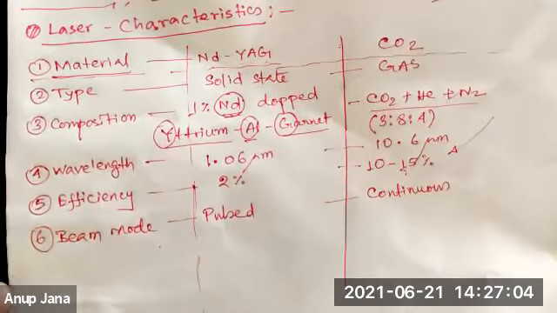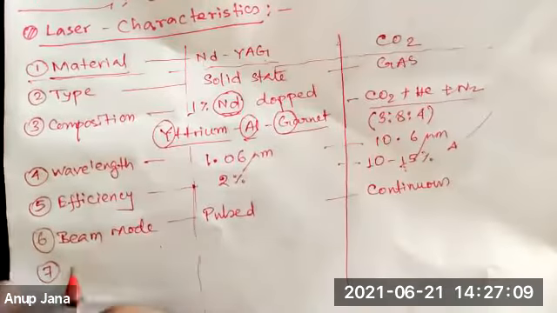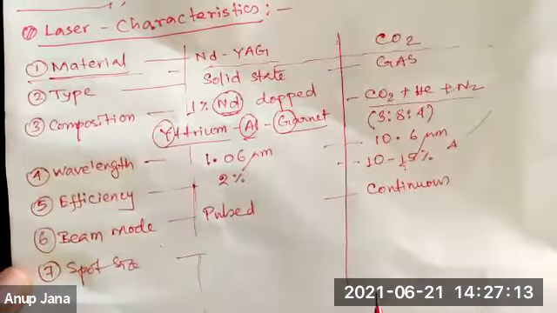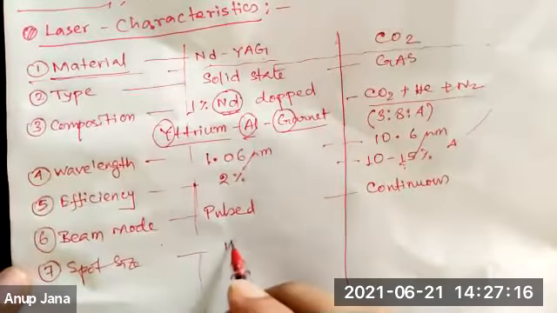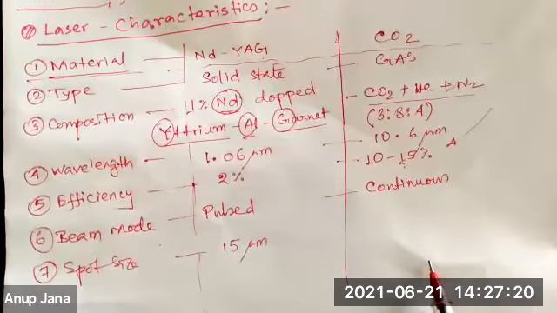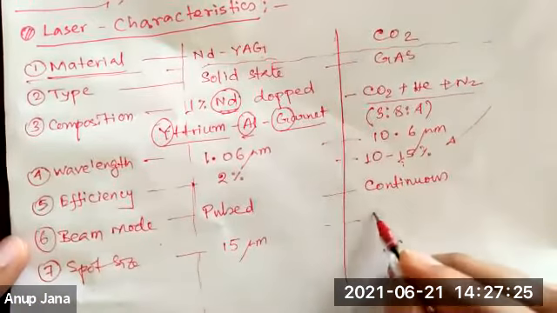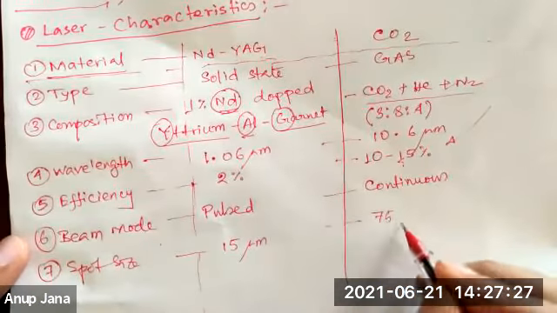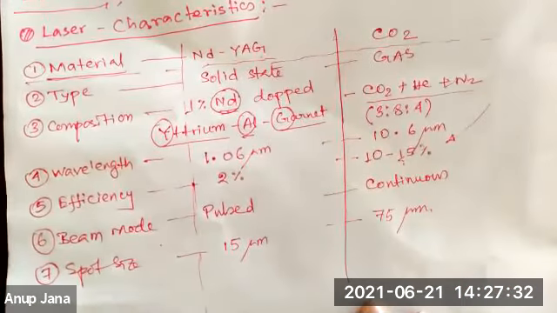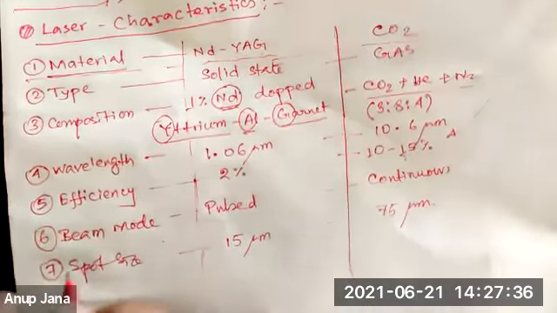Now you can see the next point, which is our spot size. So spot size will be somewhere around 15 micron, whereas in case of CO2 laser, we may get up to 75 micron of spot size. Okay, right?